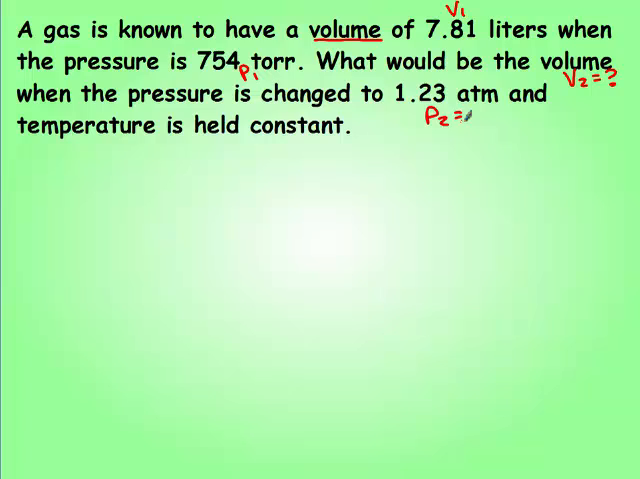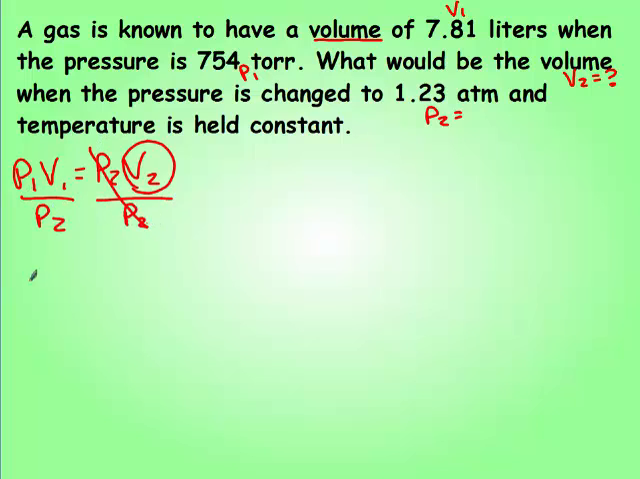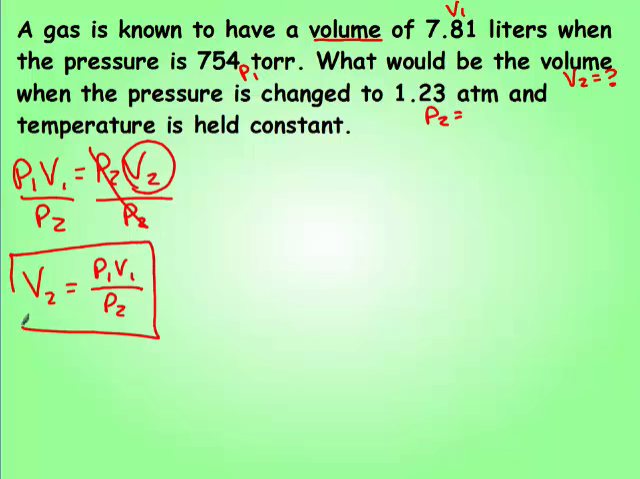Because I have pressure and volume, I'm going to write my equation, which is Boyle's law. I'm going to circle what I don't know and rearrange the equation. You do have to show the rearranged equation. So, to get V2 by itself, I divide by P2. And again, you need to have this equation written on your paper.